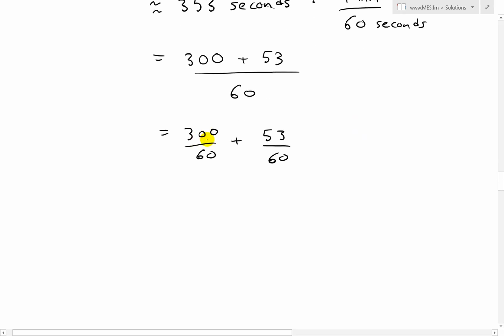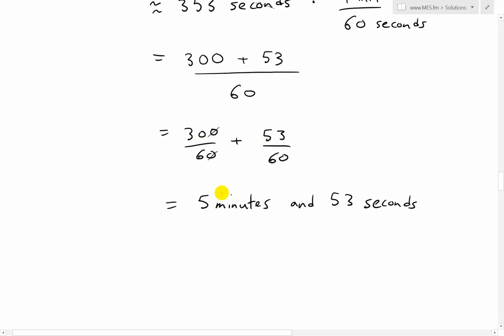So 300 divided by 60 is just 5. So we get 5 minutes, and then plus 53 seconds over 60 seconds. If you divide this out, you get a fraction of a minute, but we'll just leave it at 53 seconds. So we get 5 minutes and 53 seconds, or in other words, 300 seconds plus 53 seconds.